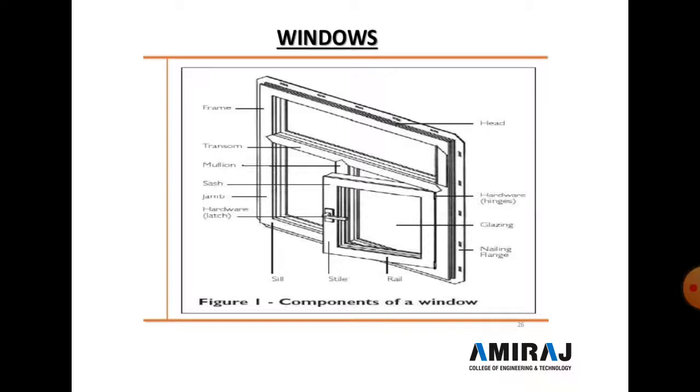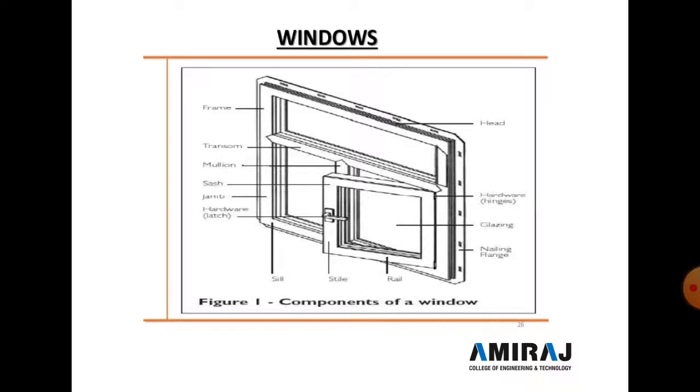Now here in the second slide, see these components of a window. Different components are given. First is the frame. So what is a frame? A frame is the horizontal and vertical members forming an enclosure to which the shutters are fixed, known as the framework. Now the next important one is the mullion. What is a mullion? It is the vertical member of a frame employed to subdivide a window vertically.